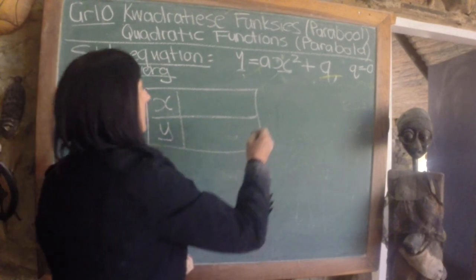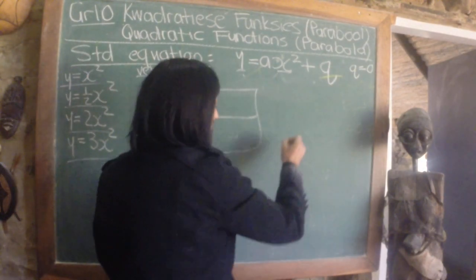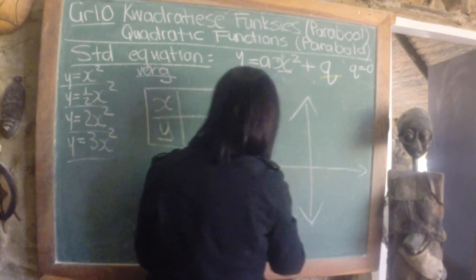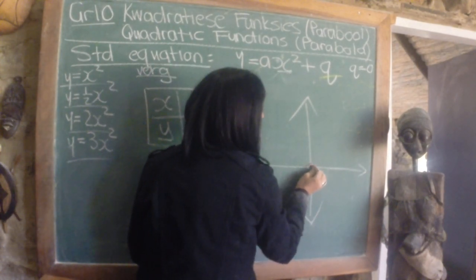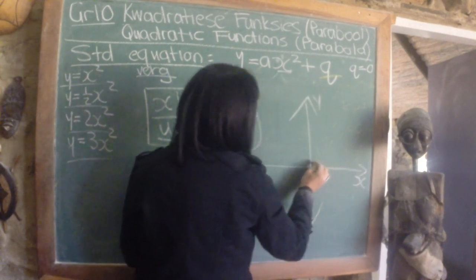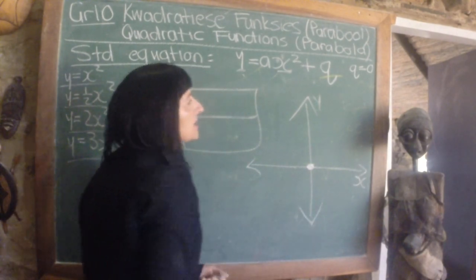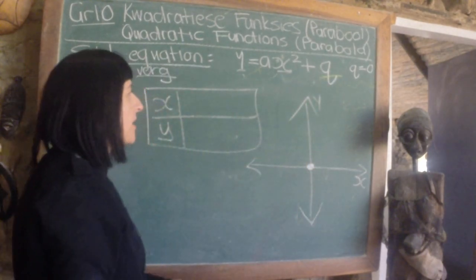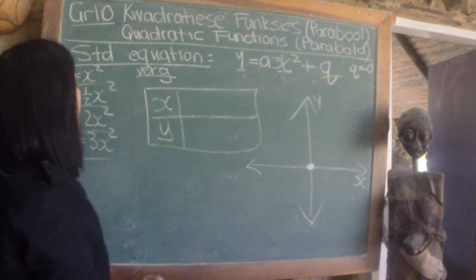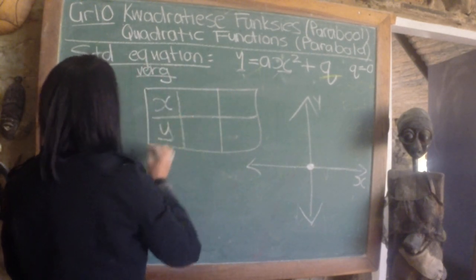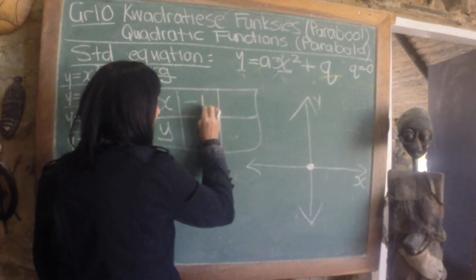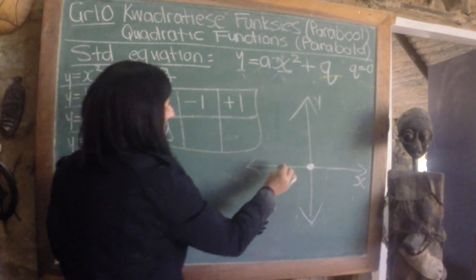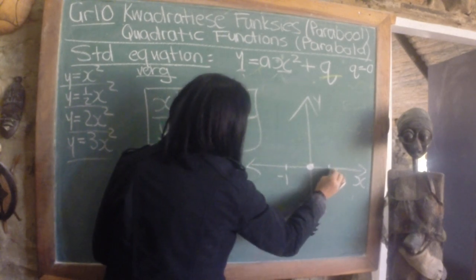En q is waar, onthou julle by die lineêre funksies, dit is waar ons die y as snap. Nou by parabole is q die q-waarde wat nou 0 is, daar is ons oorsprong, dit is waar hierdie parabool se draaipunt gaan wees. That's the turning point, die draaipunt waar hy gaan draai. So kom ons gaan en ons maak weer vir x, ons kies vir x as 'n negatiewe waarde, -1 en +1. So ek het vir x as -1 en ek het vir x as +1.